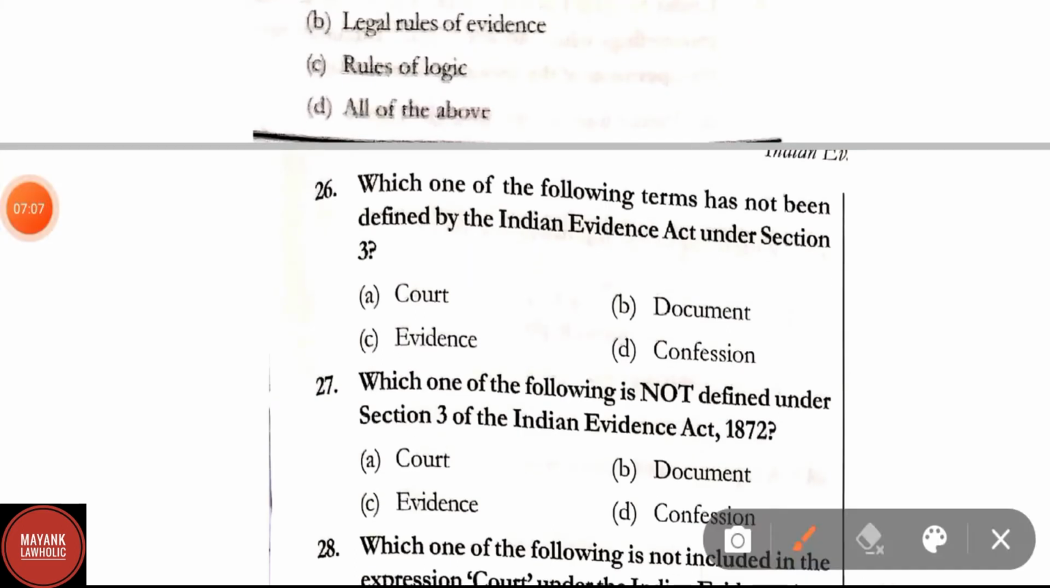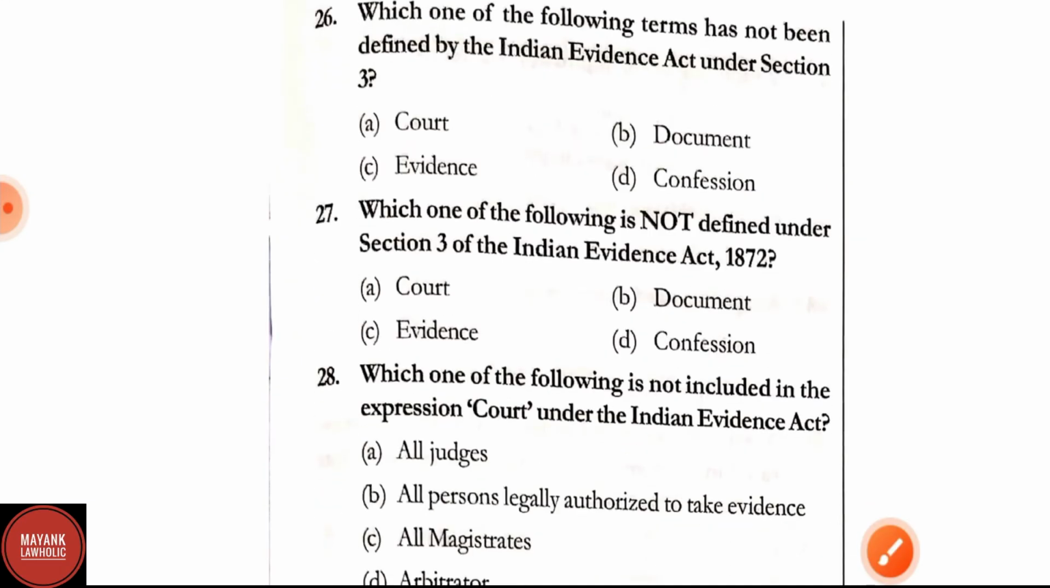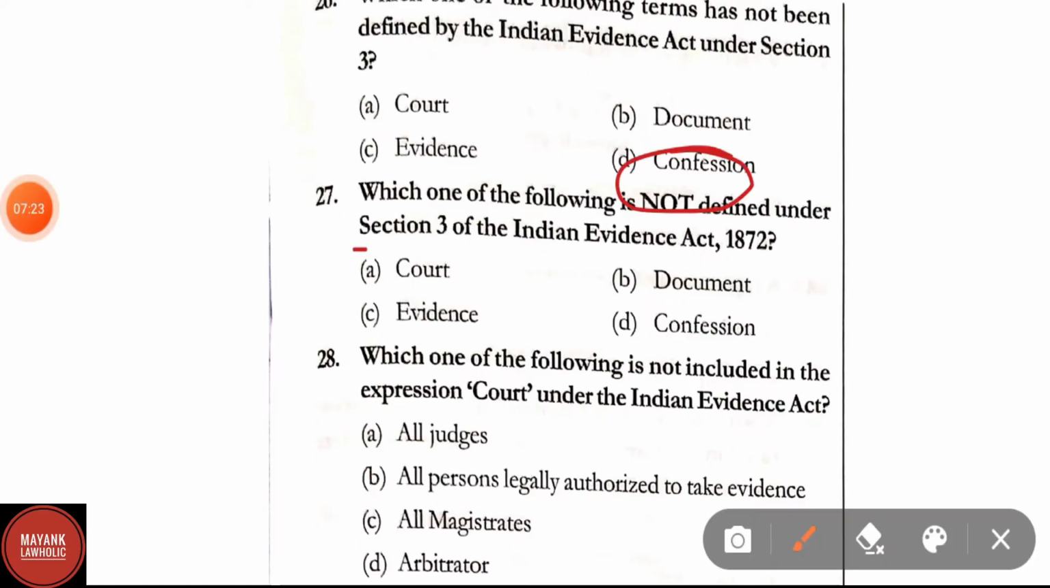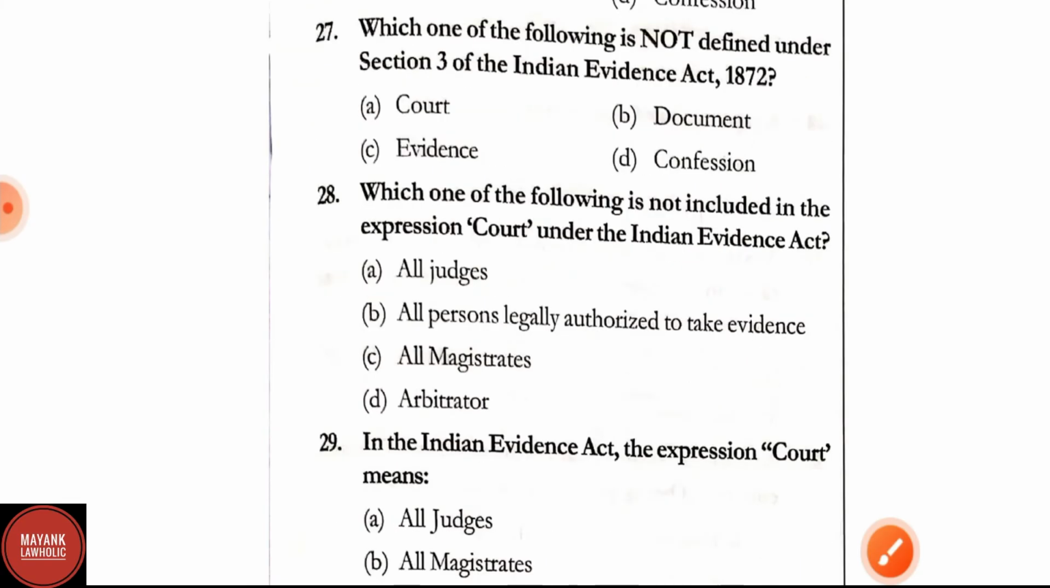Question number 26. Which one of the following term has not been defined by the Indian Evidence Act in section 3? Option A, court. Option B, document. Option C, evidence. And option D, confession. Correct answer is confession. Question number 27. Which one of the following is not defined in section 3 of Indian Evidence Act? Court, document, evidence, confession. Here correct answer is option D. Confession is not defined in section 3 of Indian Evidence Act.